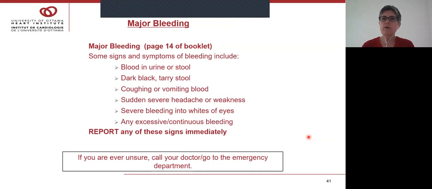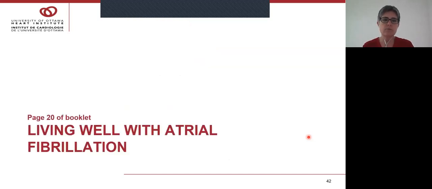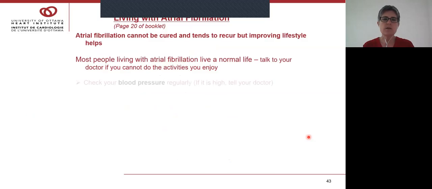For people who are very light, under 60 kilograms, or if you're over the age of 65, heavy alcohol intake or uncontrolled high blood pressure, these are all things that put you at higher risk of bleeding, or if you have very poor kidney function as well. So some tips to live well.